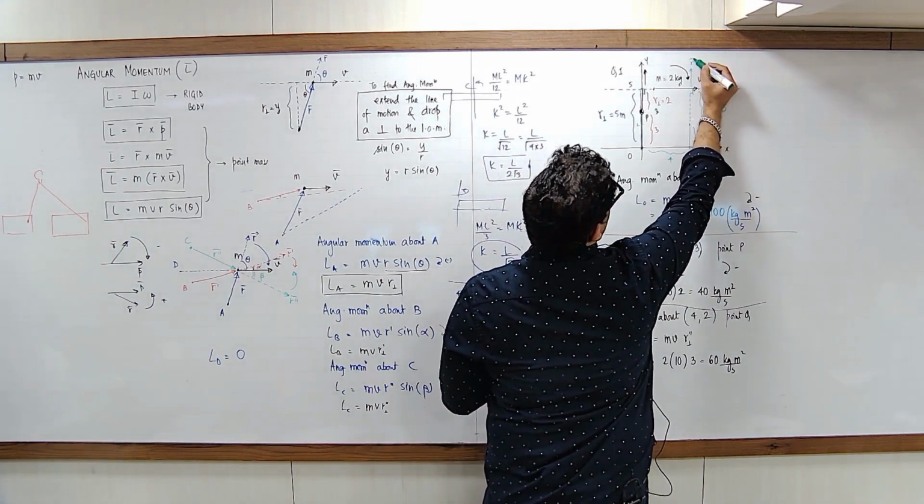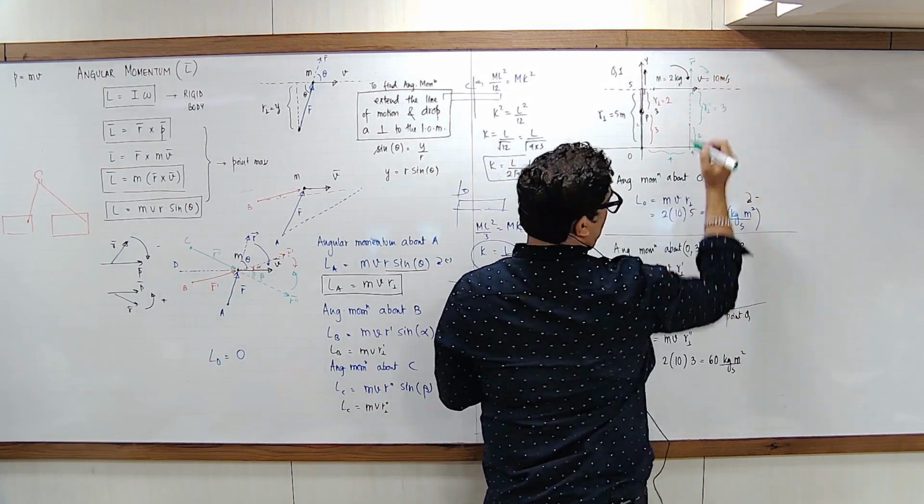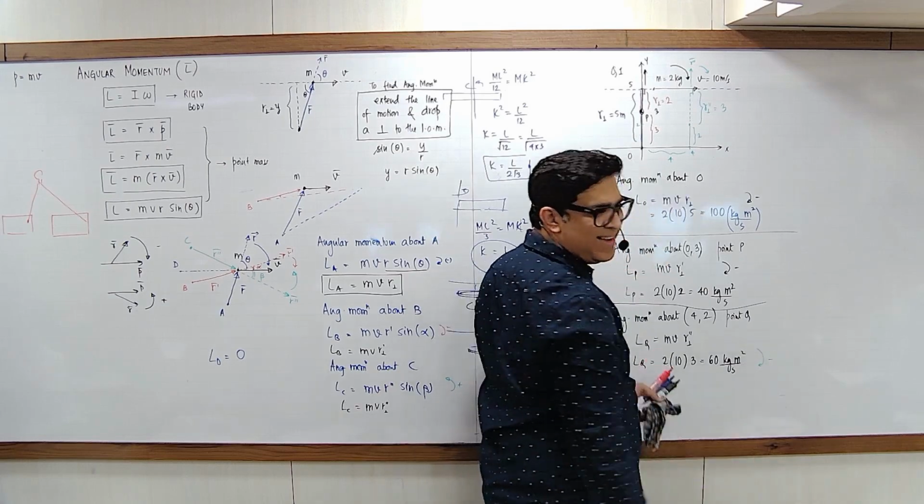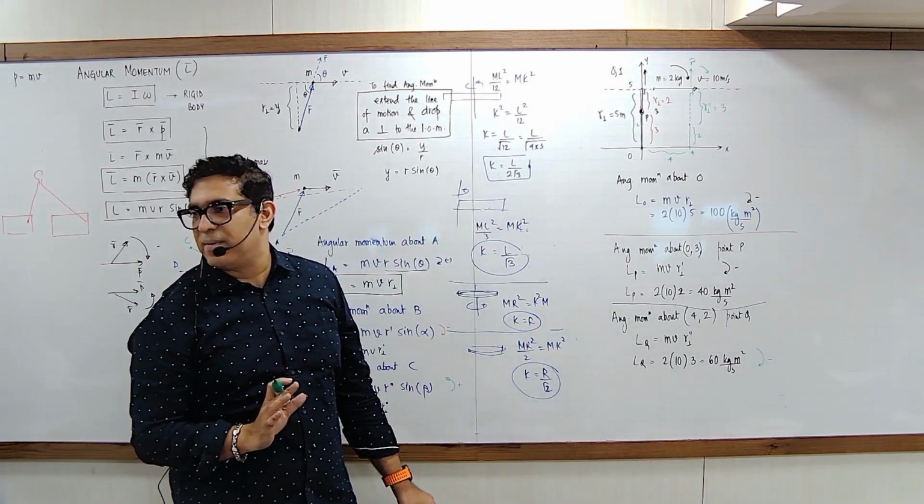This is R vector. This is V. Clockwise or anti-clockwise? Clockwise. So what will the result be? Negative. Is this clearly understood by everybody over here?